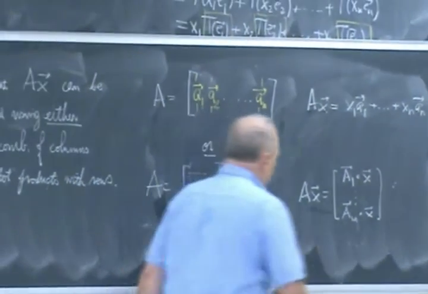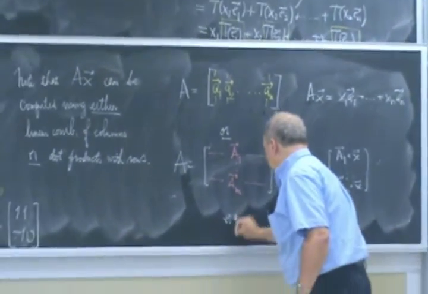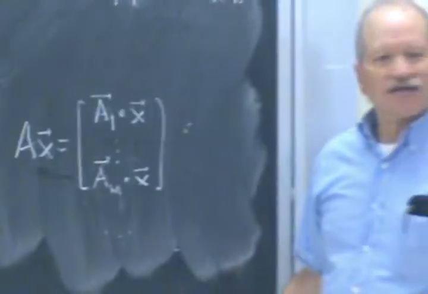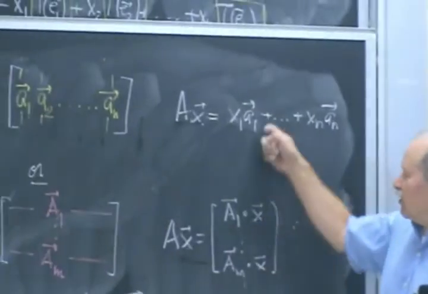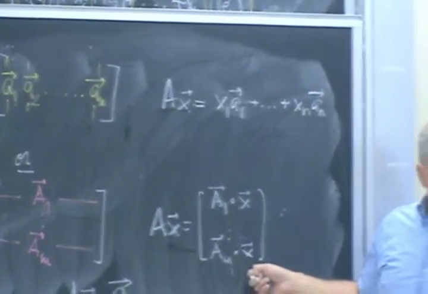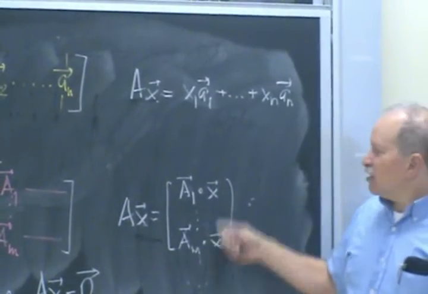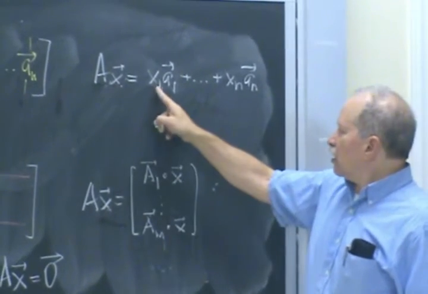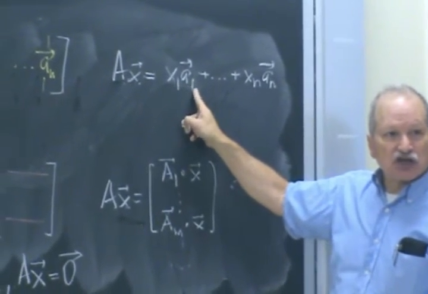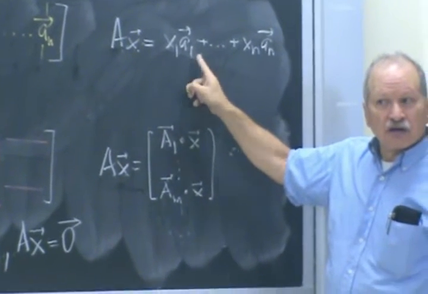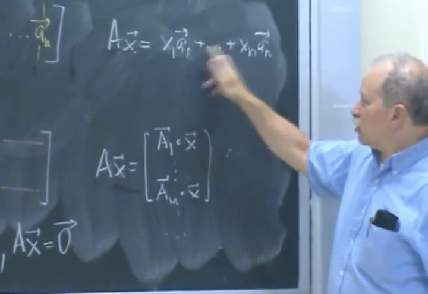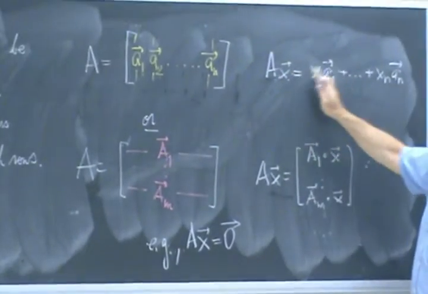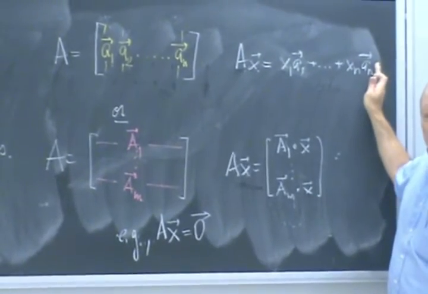So for example, saying A times X is the 0 vector says what in these two setups? If you say A times X is 0, you're saying that an appropriate linear combination of the columns of my matrix gives you 0.